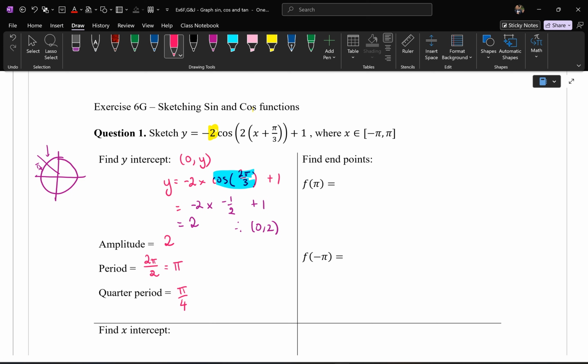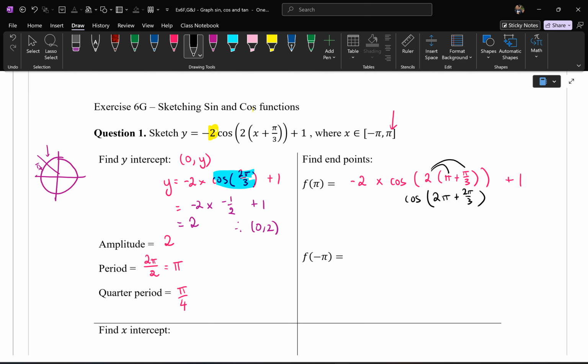Endpoints. Same thing again. We're going to use exact values and symmetry properties. Let's go with another person. So f of pi, so right at the very endpoint of pi, I'm essentially asking you to figure out what's negative 2 times cos of 2 bracket pi plus pi on 3. Okay, and then plus 1. For those who aren't strong, again, you can think of this as, if you expand it, that becomes 2 pi plus 2 pi on 3.